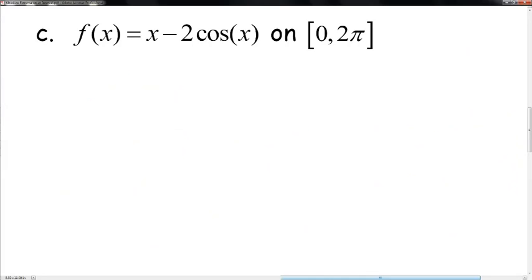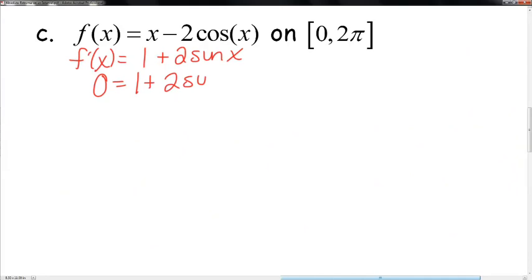Alright, C, again, take the derivative. So the derivative of this guy is going to be f prime of x is equal to 1 plus 2 sine of x. And I'm going to set that equal to 0. And so 1 plus 2 sine x, negative 1 is equal to 2 sine x. Sine x is equal to negative 1/2.